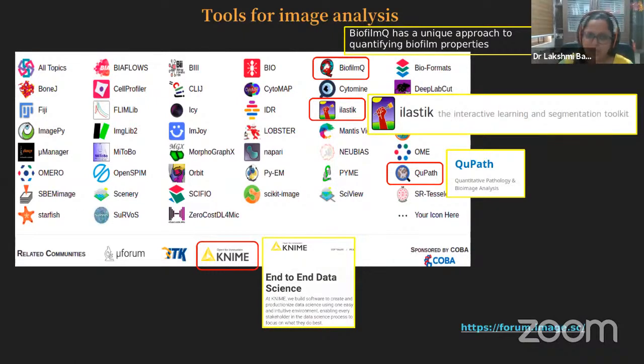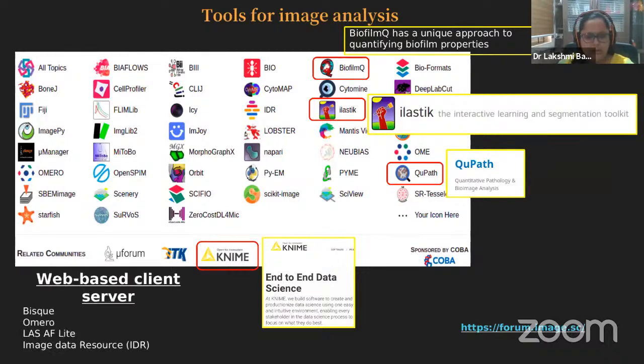When it comes to 3D quantification, 3D visualization plays a huge role. So there are a lot of 3D visualization tools available meant for that. I just wanted to pinpoint one more thing. Apart from these open software, there are web client servers also. So what are these web client servers? If people are aware, I just want to highlight this.